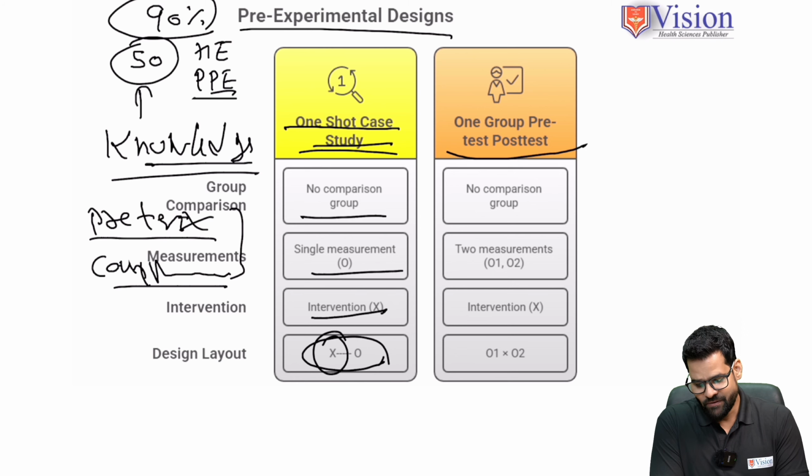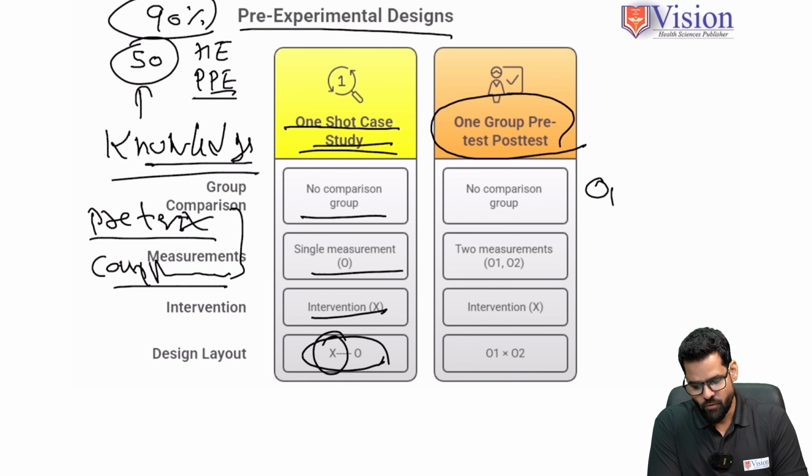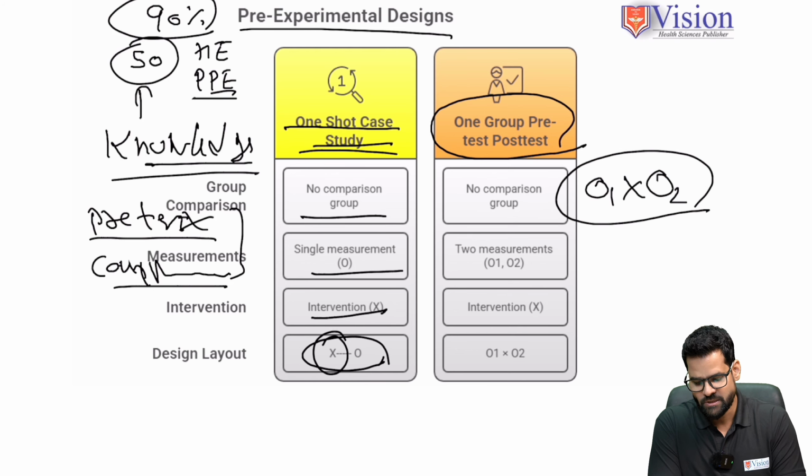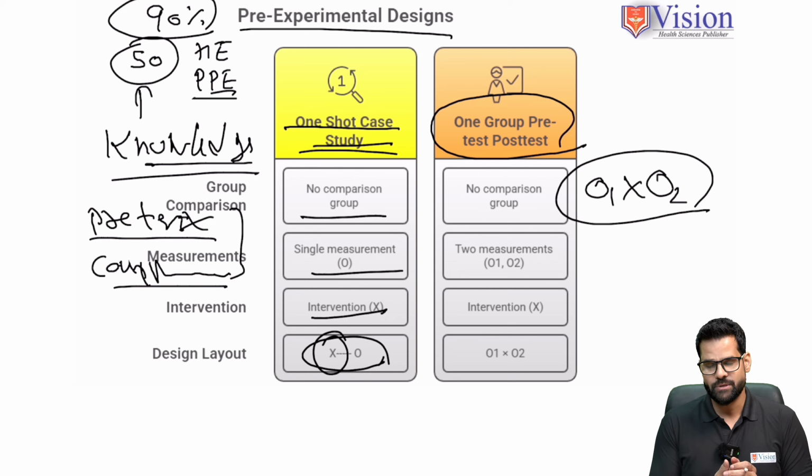Now what is the second design? One group pretest post-test design. It is slightly better than what we have discussed, the one shot. What we do here is we have observation, pretest, treatment and observation too. This is the design, and many nursing students I have seen are using this particular design, okay.